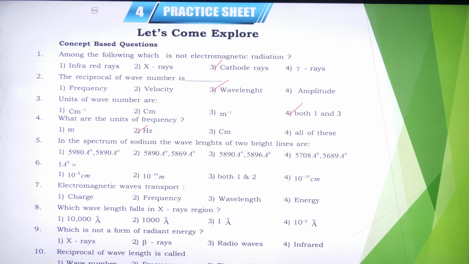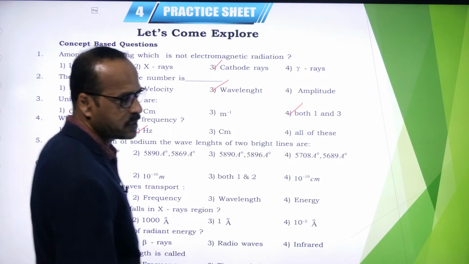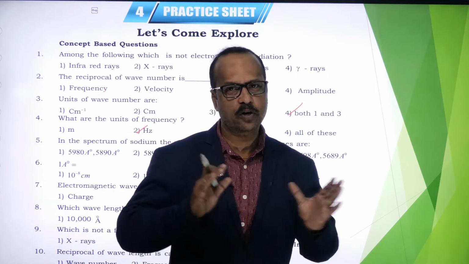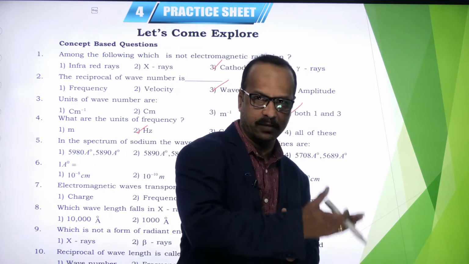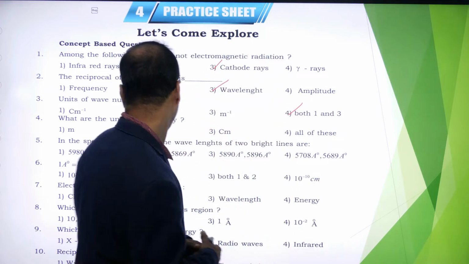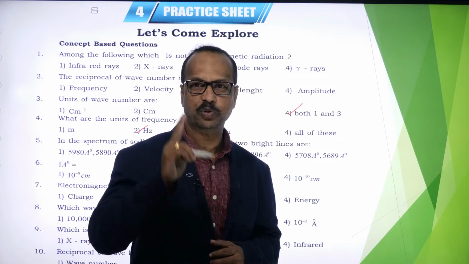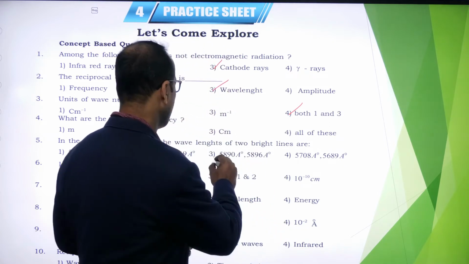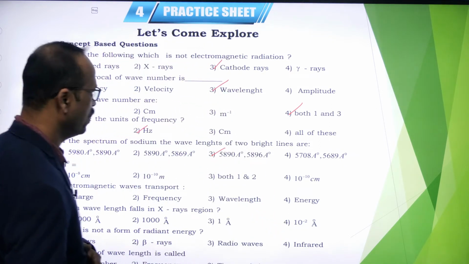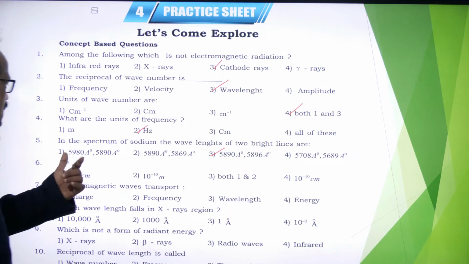Correct? Now, in the spectrum of sodium, the wavelength of two bright lines. See, this is just beyond your topic. It actually comes in the next lessons, but here it is given. So the sodium spectrum shows two bright lines. The answer is this one, 5890 and 5896 angstroms, that we will discuss in the next classes.